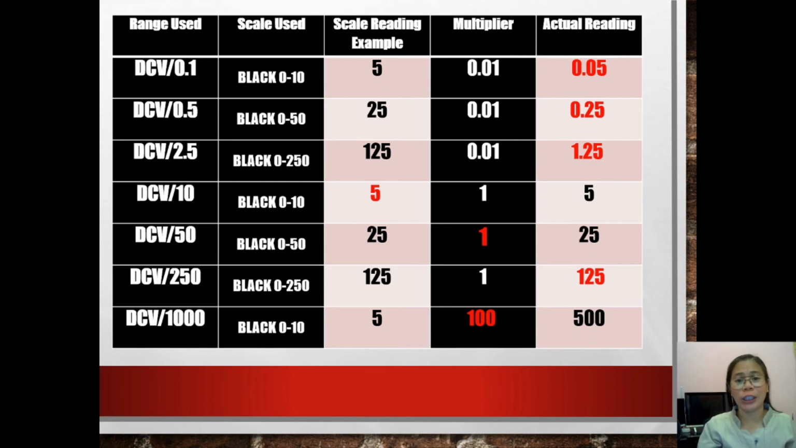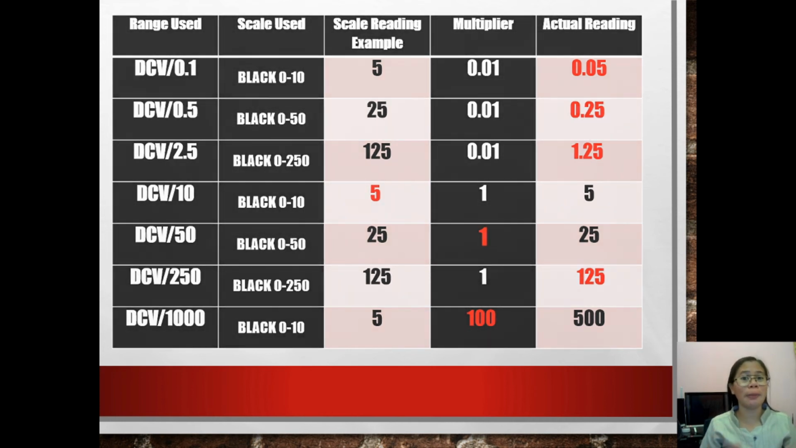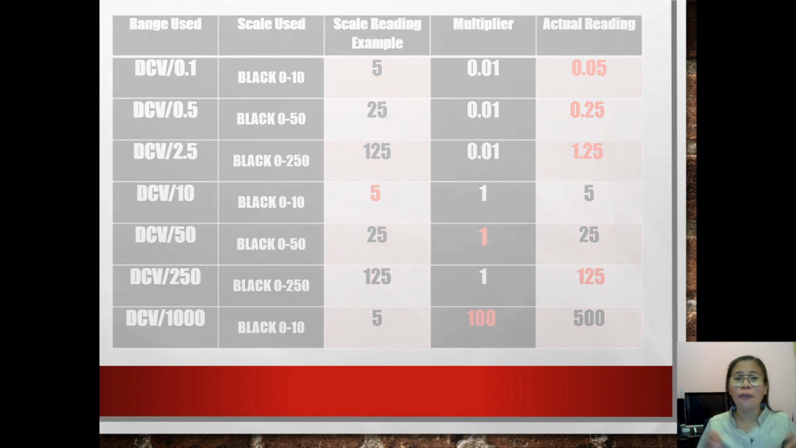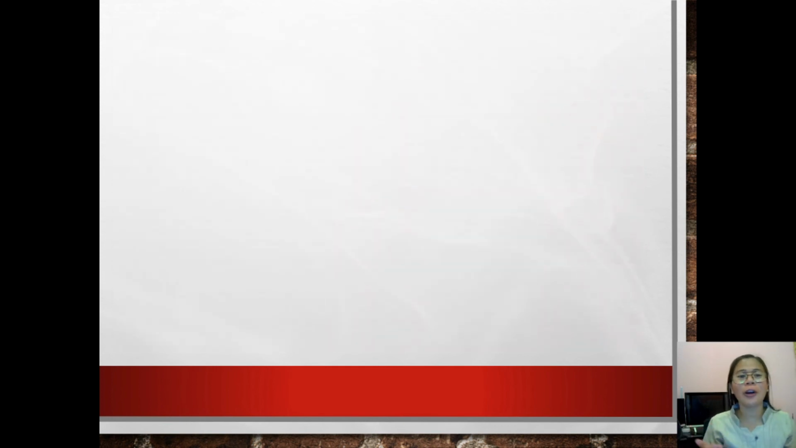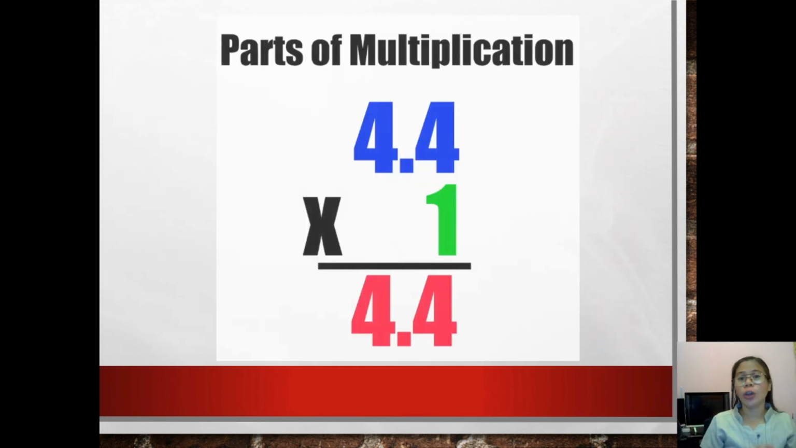Okay, I have a question. Can you solve an actual reading if you don't know how to multiply numbers? Of course not. If you don't know how to multiply numbers, you cannot solve the actual reading of the voltage that you are going to test. Let's have a short recap about your basic mathematical operation, specifically multiplication.